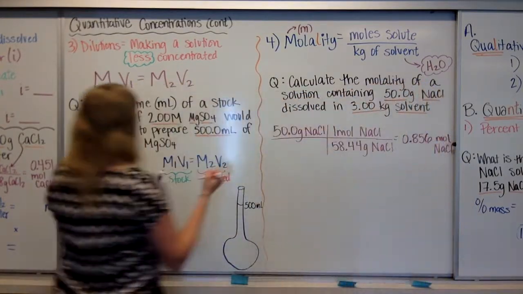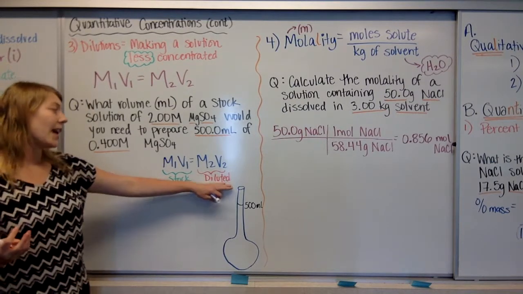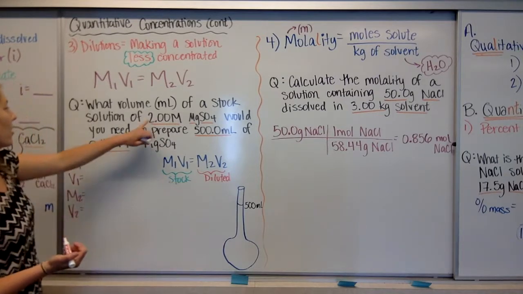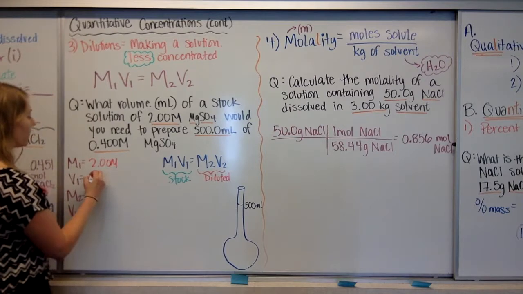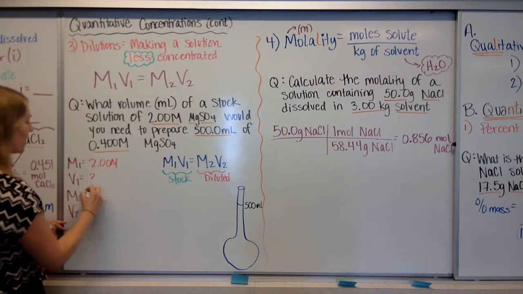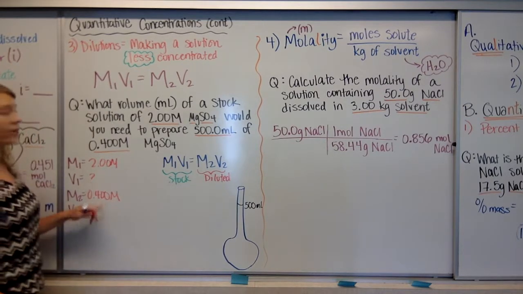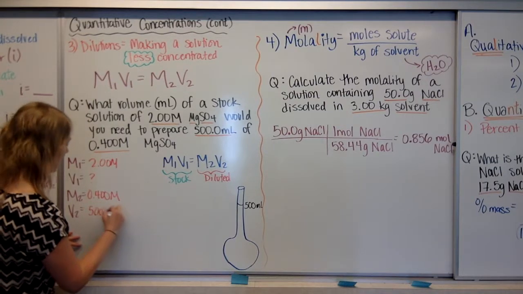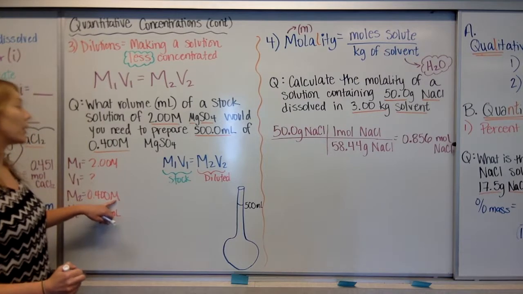We're going to write down what we have. Our stock solution is what we're starting with. That's the more concentrated. M2V2 is going to be our diluted solution. So M1 here is 2 molar. We're looking for V1. M2 is 0.4. This is what molarity we're trying to get to. And 500 milliliters is the volume of this 0.4 molar MgSO4.